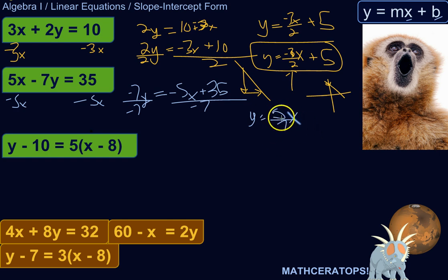That means 5/7 x means 5/7 times x over 1. So you could rewrite that as 5 times x over 7, which is what I had. But I just rewrote it like this, so it's obvious what the slope is. Okay, so y equals 5/7 x.